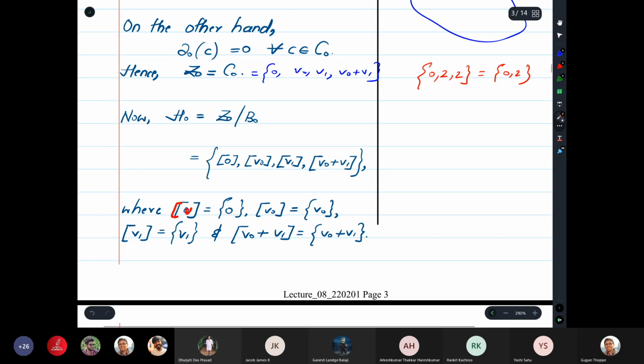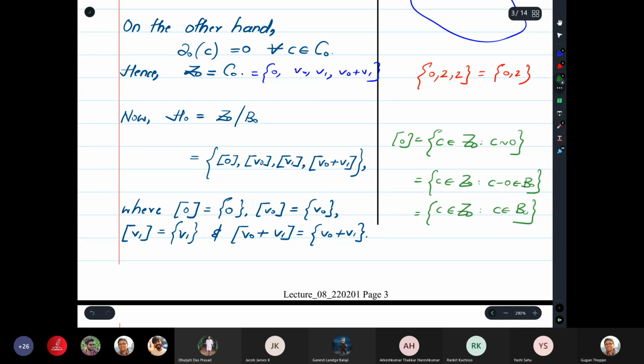The first equivalence class is that of 0. Recall the way we do it. The equivalence class of 0 is all elements c in Z0 such that c is equivalent to 0. More formally, this is all elements c in Z0 such that c minus 0 belongs to B0. And this is equivalent to c in Z0 such that c belongs to B0.